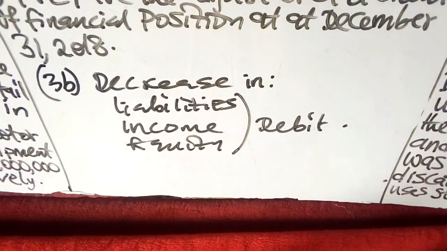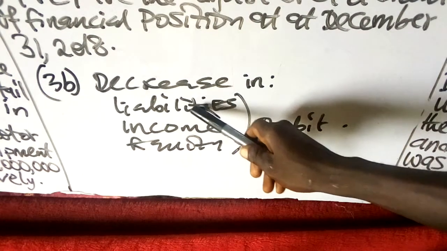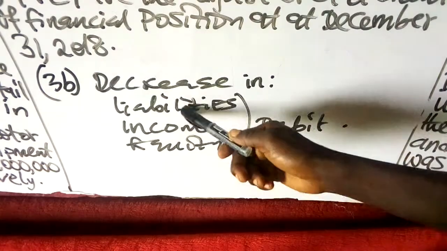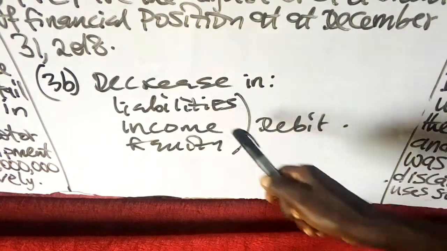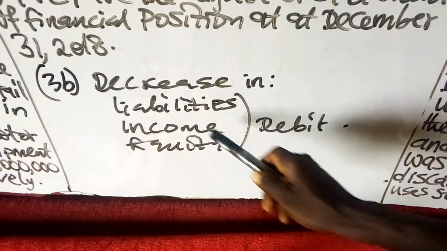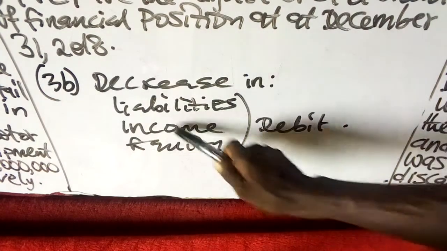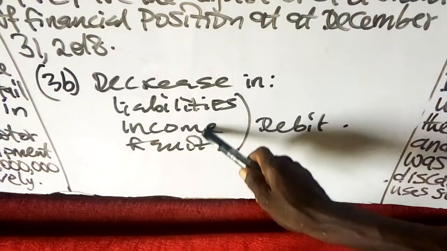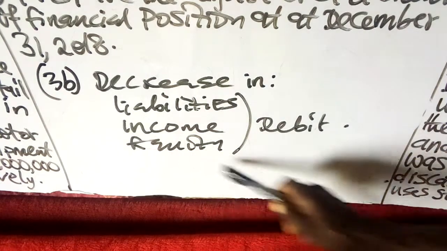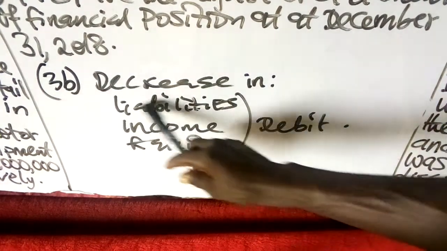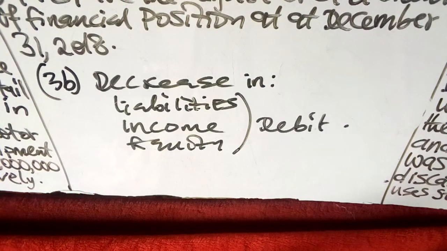Anything that will lead to the reduction in liabilities, that is when a certain amount of your liabilities are settled, when they are paid for, then your liability reduces. So because liability reduces, then you debit it. Decrease in liability should be debited. Decrease in income should be debited. Decrease in equity or those funds should be debited. So anything that leads to decrease in any of these should be debited. So that is the rule we are going to apply in our journal entry.